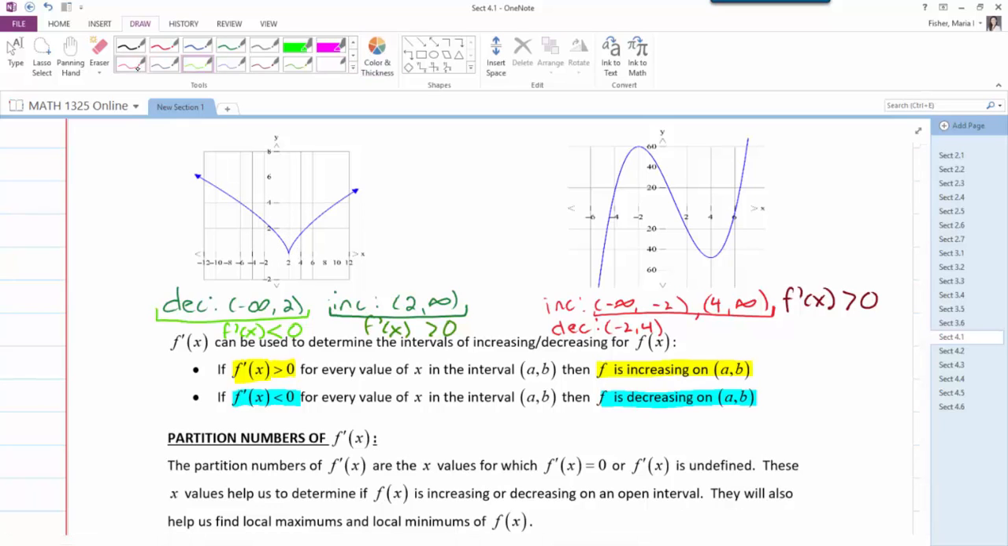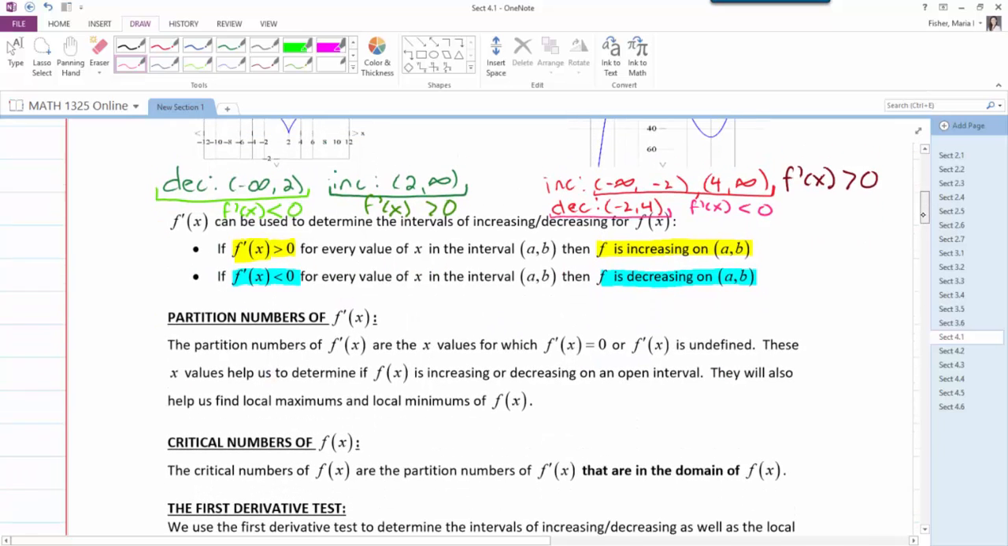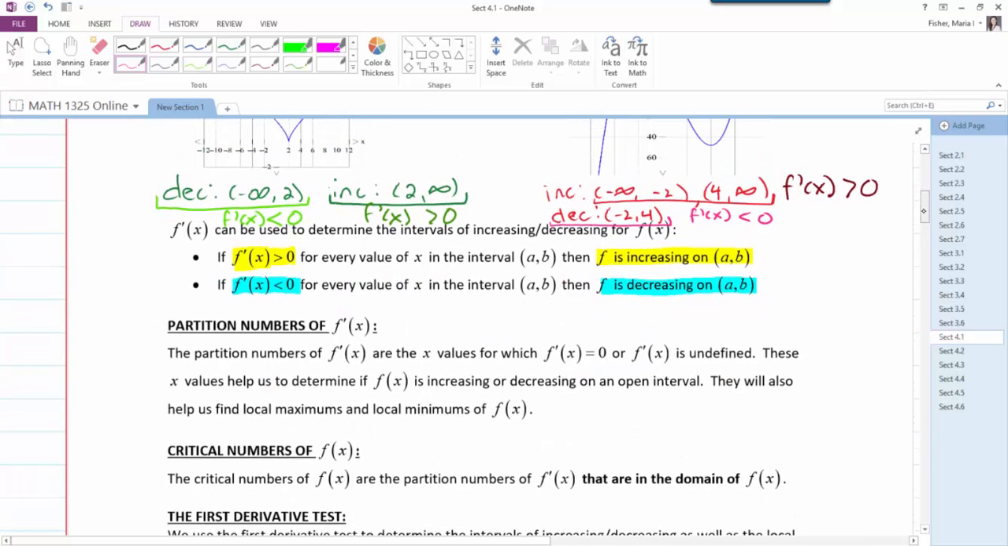Same thing over here: since we were decreasing from negative 2 to 4, the value of the first derivative in that interval, f prime of x, would be less than 0. So if your first derivative has a value that is less than 0, then the function is decreasing. And if the first derivative has a value that's greater than 0, then your function is increasing. Well, how would we figure all that out? How do we know when something is increasing or decreasing?